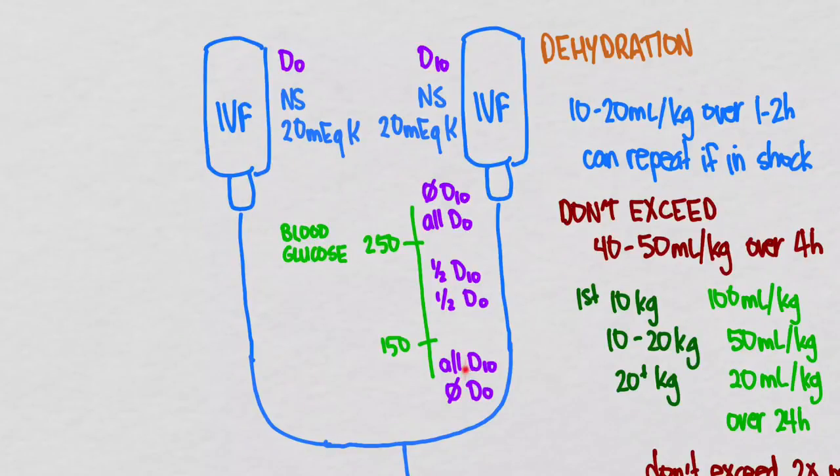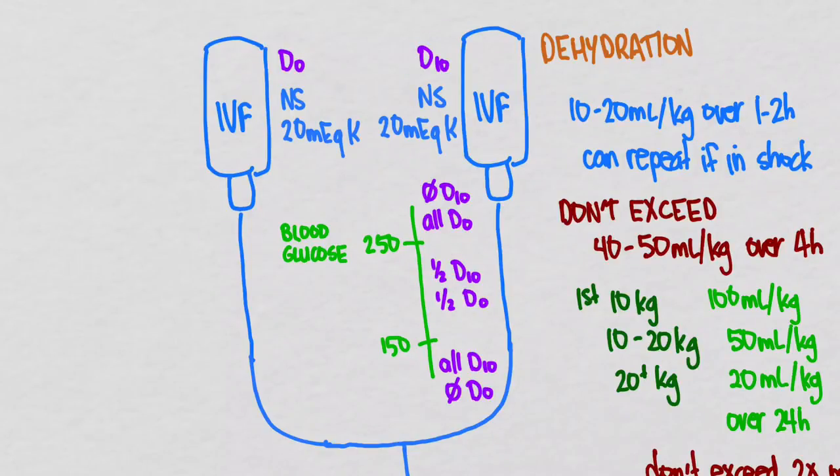And so different hospitals are going to have different protocols, so look at your protocol. But it'll be something like this. Above a certain value, let's say 250, you're going to shut off the D10 because there's already enough blood sugar there that we don't want to add more. So all of the fluid is going to come from this bag here. Now, below a certain value, like 150, we're going to be fearing hypoglycemia as we continue to give insulin. And so you're going to shut off the D0 bag and give all D10. And in the middle, you're going to give maybe a mixture of half and half.